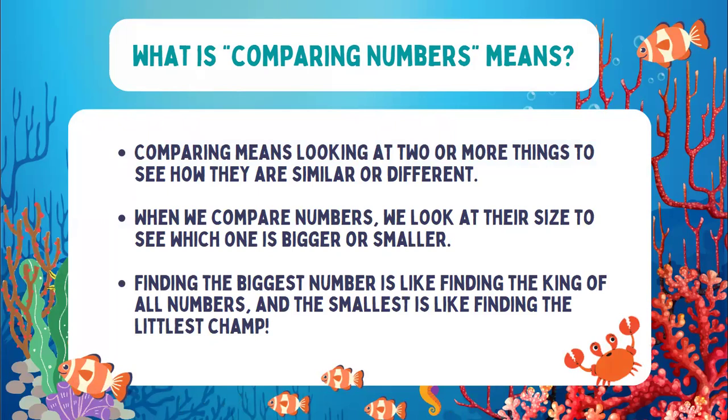Now let's see, what does comparing numbers mean? Comparing means looking at two or more things to see how they are different or how they are similar, to find the differences or to find the similarities. When we compare numbers, we look at their size to see which one is bigger or which one is smaller. Finding the biggest number is like finding the king of the two or more numbers, right? And finding the smallest is like finding the little champ, or else the youngest prince or princess.